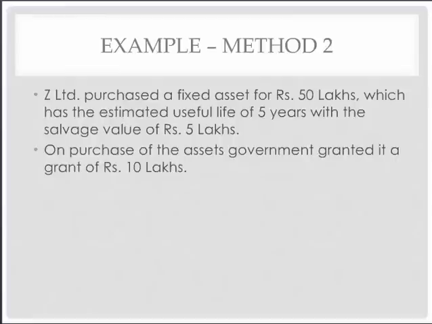The 10 lakhs government grant which you have received will be shown as deferred income. Now, since we are following straight line method of depreciation, charge to P&L will be same every year. Hence, the 10 lakh rupees government grant is also taken to profit and loss account equally over 5 years, which is 2 lakhs per year. Let us see the journal entries.